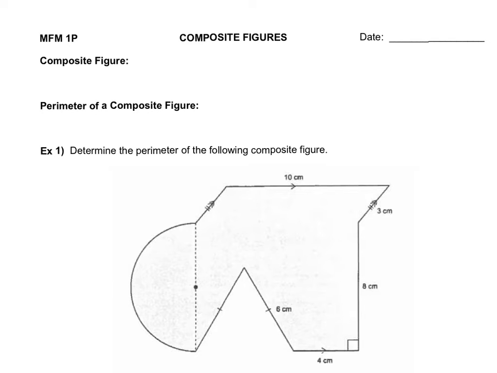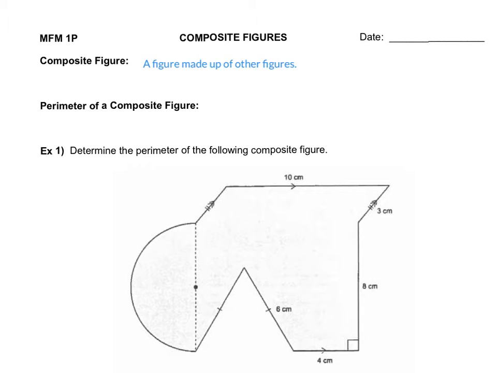For this lesson, we're going to examine composite figures, which are just figures that are made up of other figures that are regular shapes that we know how to find the perimeter and area of. So let's take a moment to define what we mean by composite figure. A composite figure is just a figure made up of other figures.